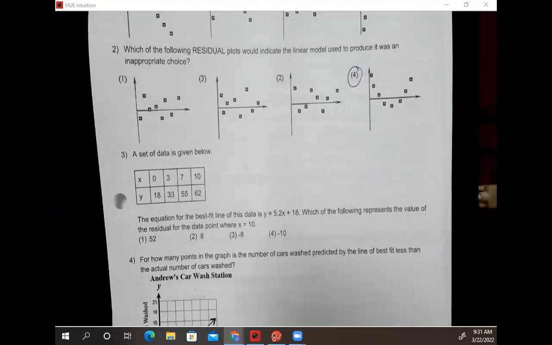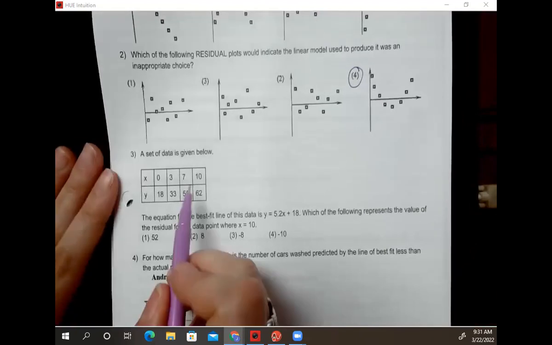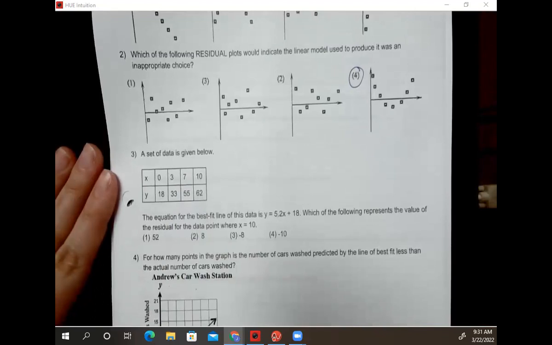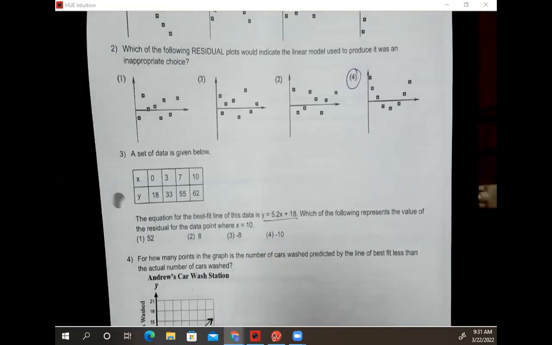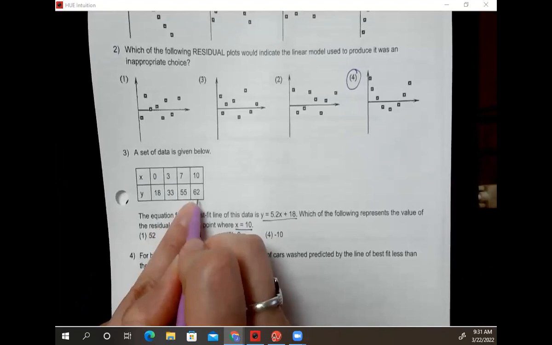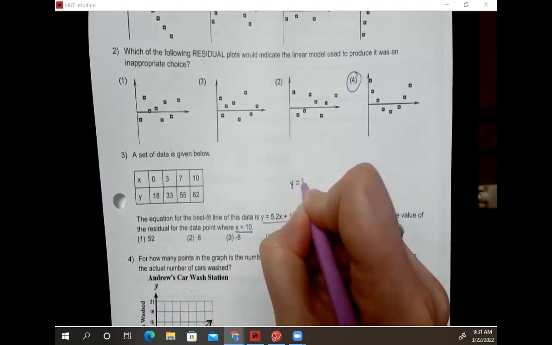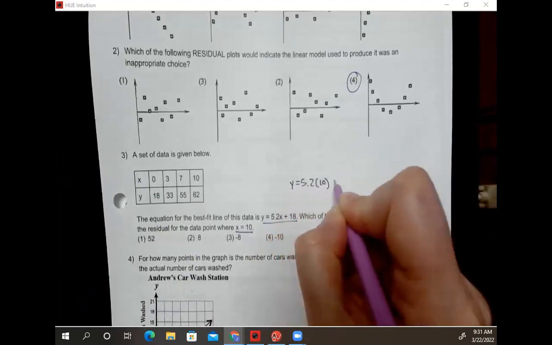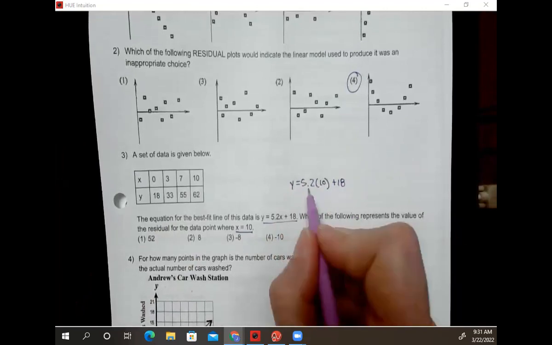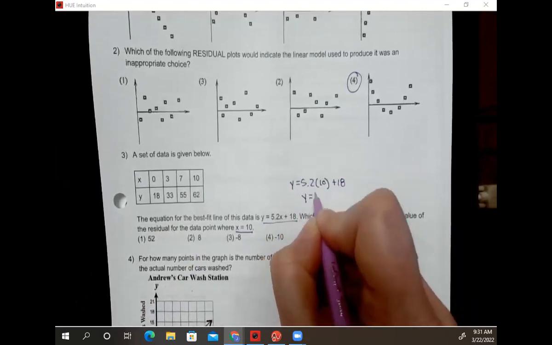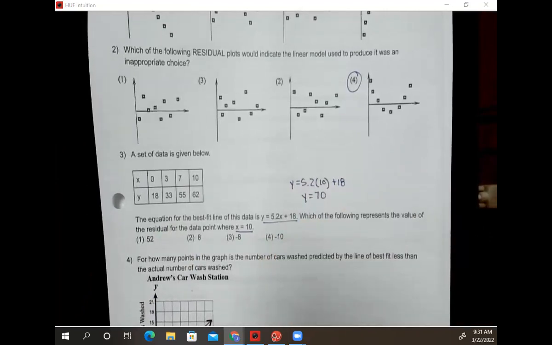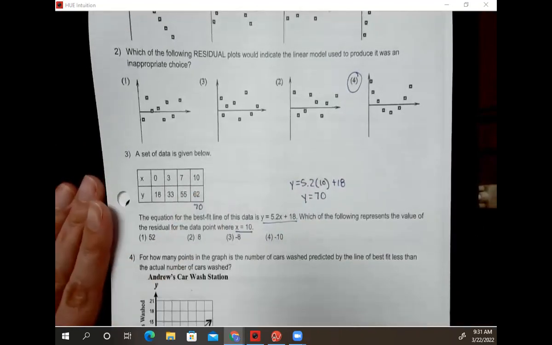Okay. For example 3, it says a set of data is given right here. The equation for the line of best fit is this. I didn't even have to find the line on this one. They gave it to me. Which of the following represents the value of the residual for the data point where x equals 10? I have the actual data point when x equals 10. So we need to find the predicted. So I'm going to plug in 10 here. So 5.2 times 10 plus 18. This would give me 52 plus 18, which would be 70. Okay, so my predicted here would be 70.